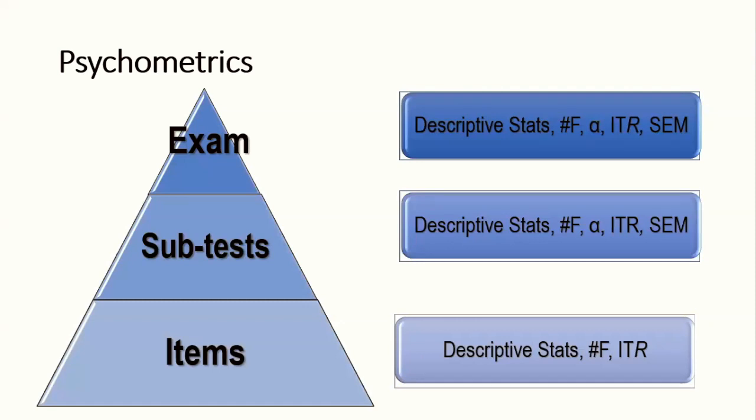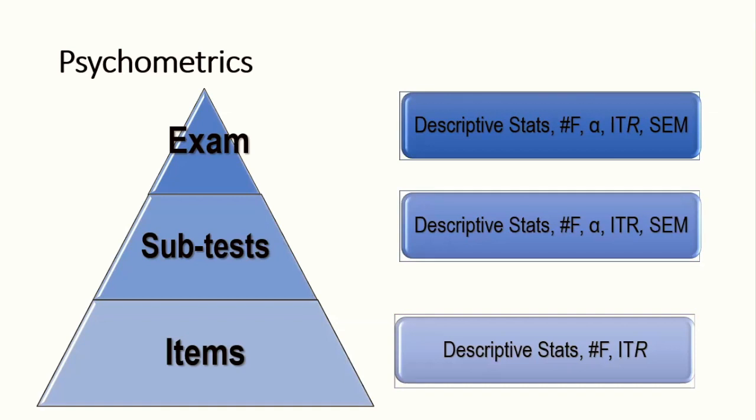So I gave you 2 examples as to how we are going to understand items, subtests, and exam. Items will make the subtests, subtests will make the exam. The scores on items will be totaled to make the scores on the subtests, such as OSCE station scores, and the scores on the subtests will be totaled to make the exam score.